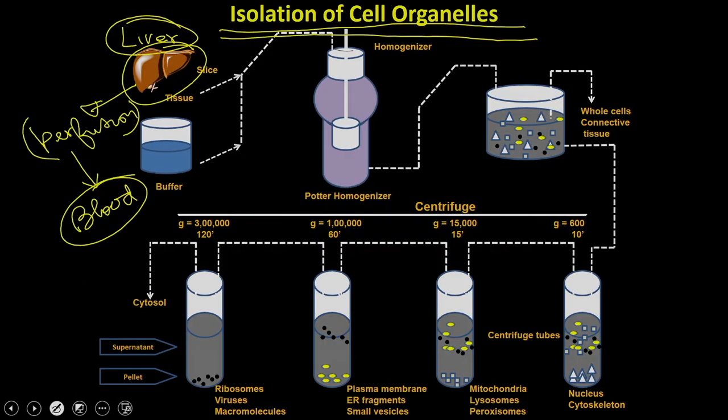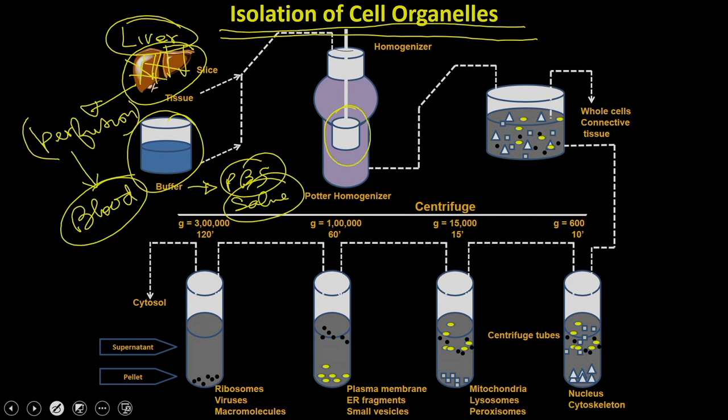Then you dissect the liver into small pieces and homogenize in a buffer which is isotonic. You can use PBS, which means phosphate buffer saline, or simple saline; both are isotonic. And then you do the homogenization. Homogenization you can do in a homogenizer, which is a kind of mechanical cell disruptor.